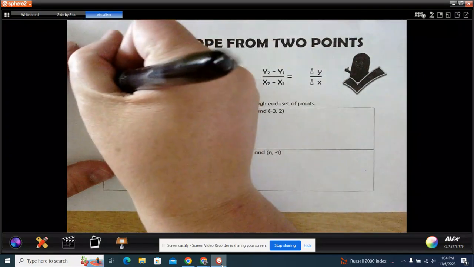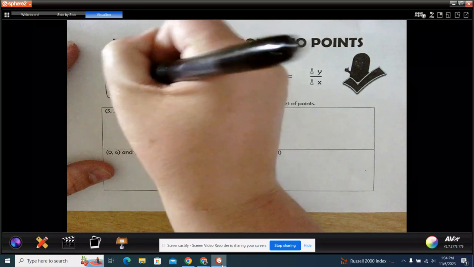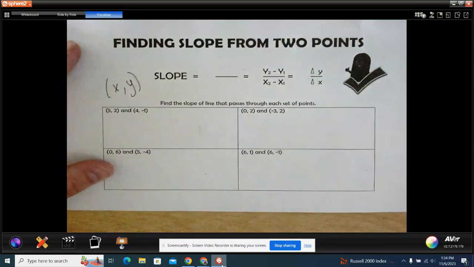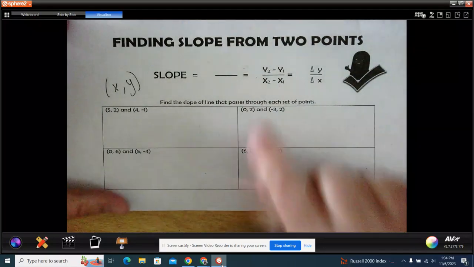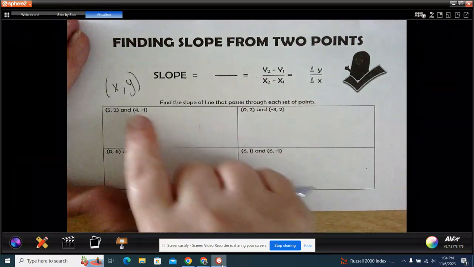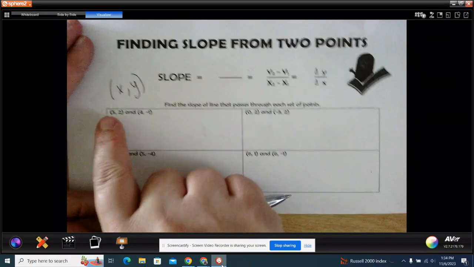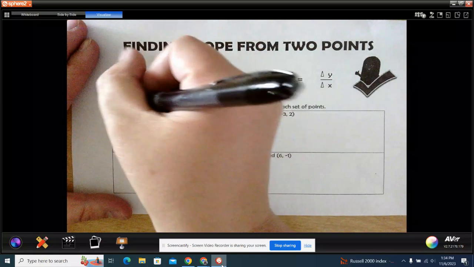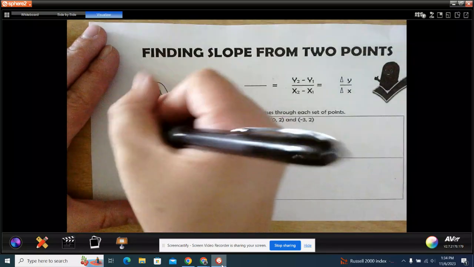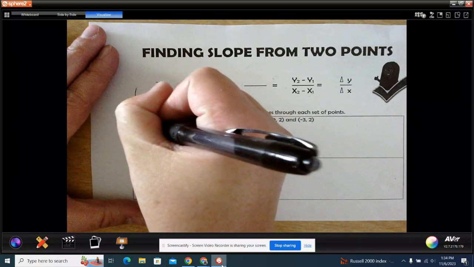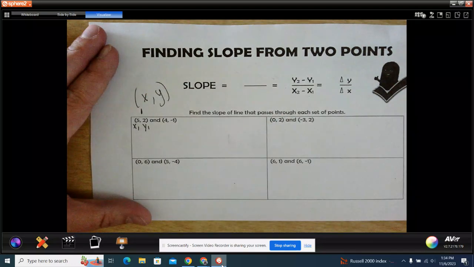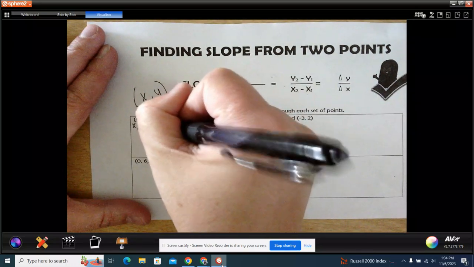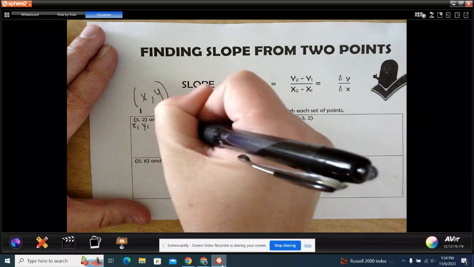When you're given 2 points, the first value is going to be your x value, and the second value is going to be your y. So where the 2's and the 1's come from: the first ordered pair that we're given, those are going to be our 1's. So 5 is x1, 2 is our y1, and then 4 is our x2, and negative 1 is our y2.